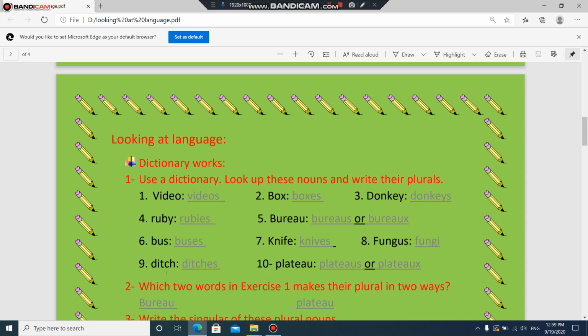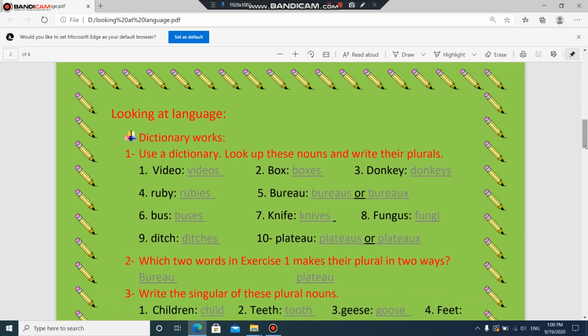Number 9, ditch. It ends with ch, so you have to add es, ditches. Now number 10, plateau. You can add s or x. To change plateau from singular into plural, you have to memorize. Okay, guys. Now exercise number 2.